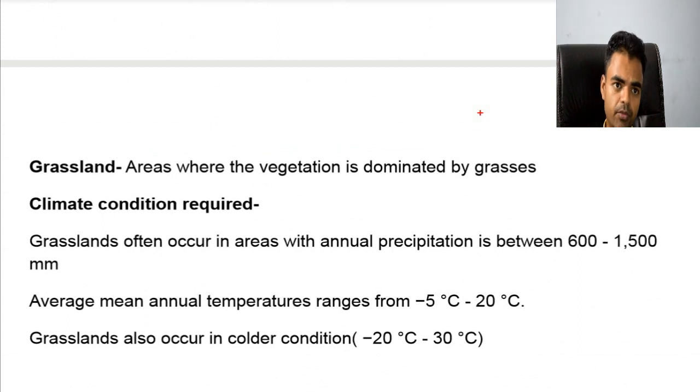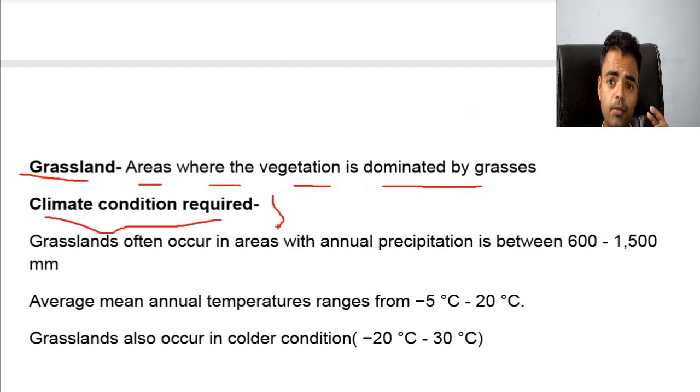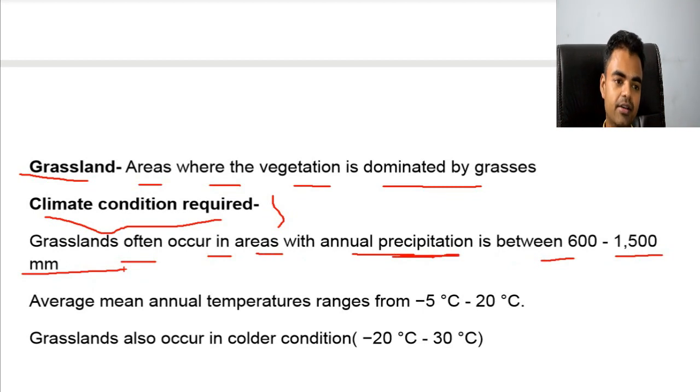Now let's come to a few pieces of information about grassland, because it will help you if they ask a question related to this topic in the examination. So what is grassland? Basically, areas where the vegetation is dominated by grasses. Second, what climate condition is required for grassland? First, grasslands often occur in areas where annual precipitation is between 600 to 1500 mm. That means rainfall should be from 600 to 1500 mm.